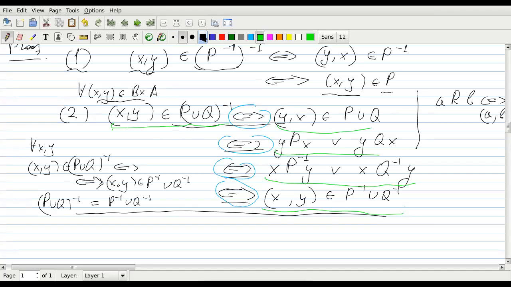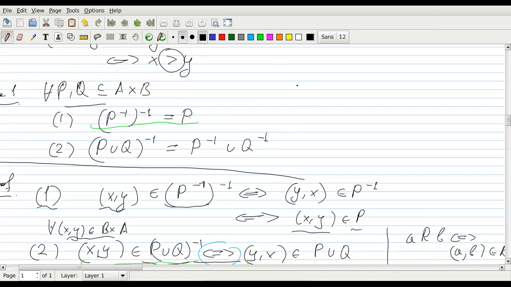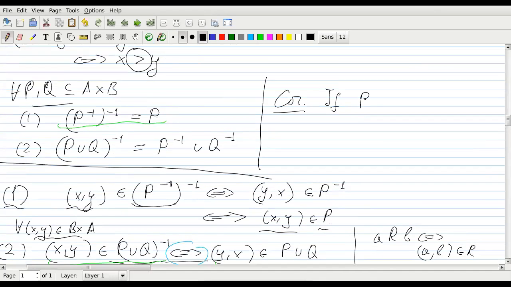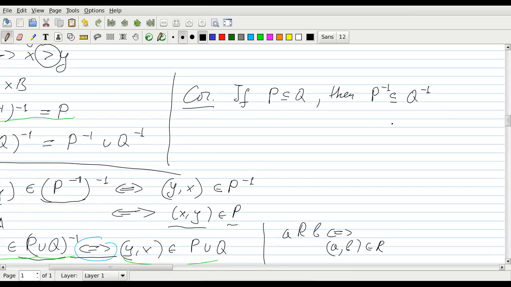Okay, so we have these two results, and as a corollary, let's formally prove that our conversion operation is monotone. That is, if P is a subset of Q, then the converse relation of P is a subset of Q converse. It's very easy to prove now, as from P being a subset of Q, I may conclude that the union of these two equals what?